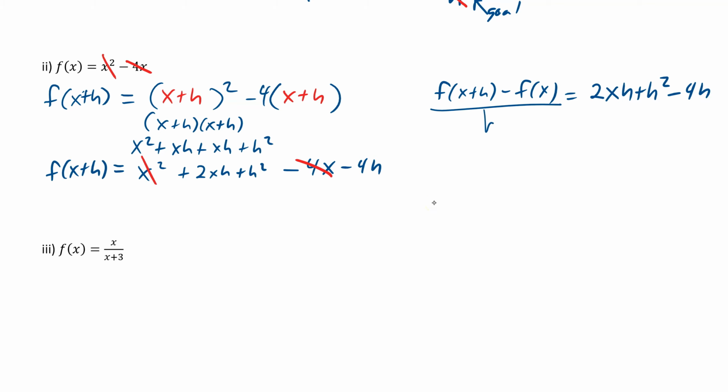Now we know we're going to divide this by h. And so each term will now be divided by h. So it's this one divided by h, this one divided by h, and this one. So our difference quotient becomes 2x. We just take away 1h from each. And there you go. So this is our formula.